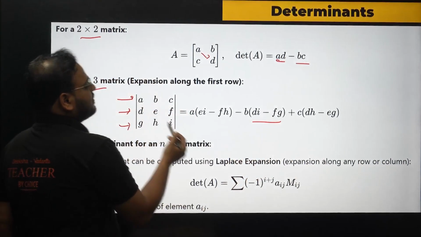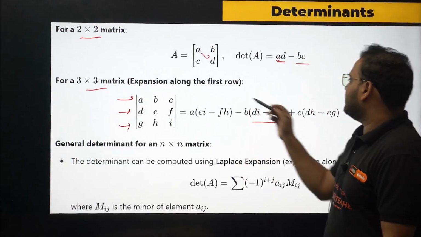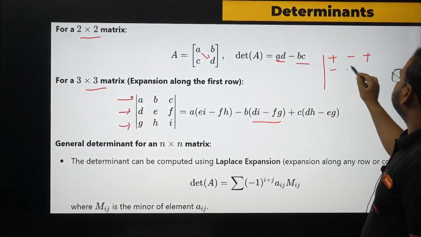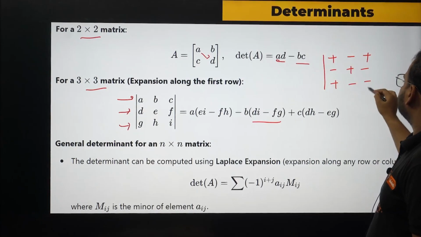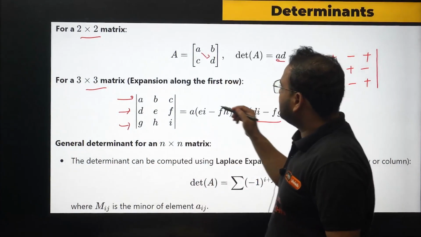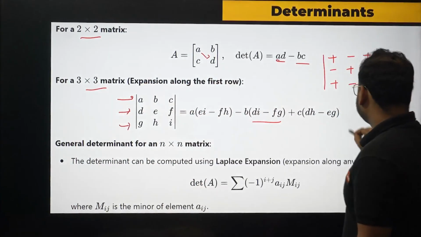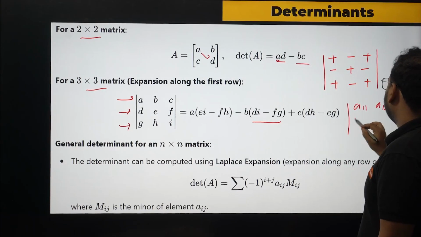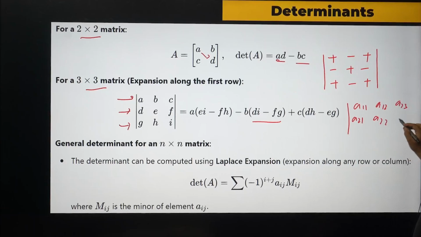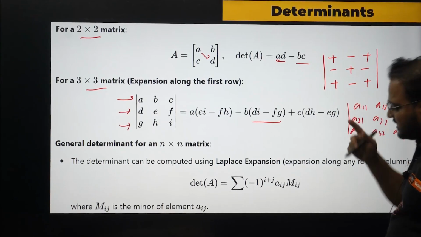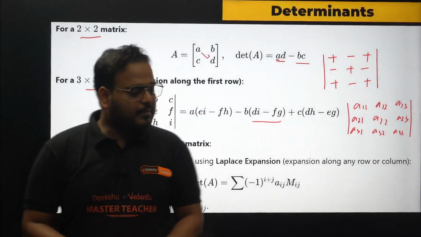And understand this, there's a sign order for all determinants. What is it? First is plus, minus, plus. Then we have minus, plus, minus, plus, minus, plus. And how do you get this sign? Based upon the address of this element. Remember, you'll have this as A11, A12, A13, A21, A22, A23, and then we have A31, A32 and A33. So wherever the sum of these numbers is even, that will be a positive element.